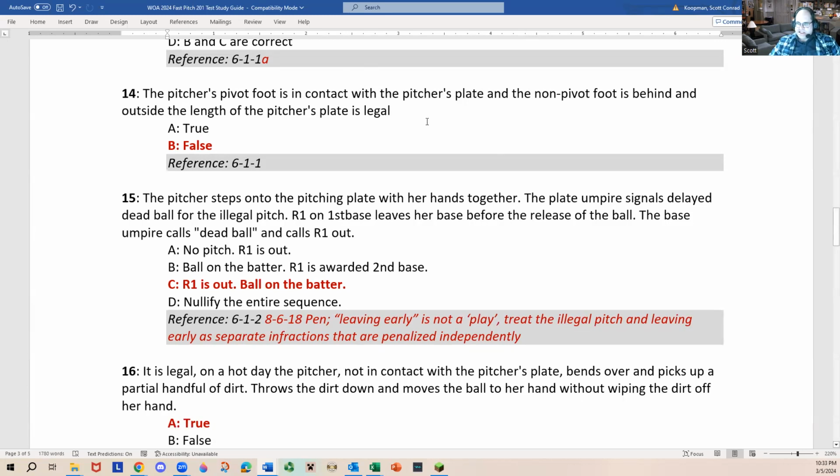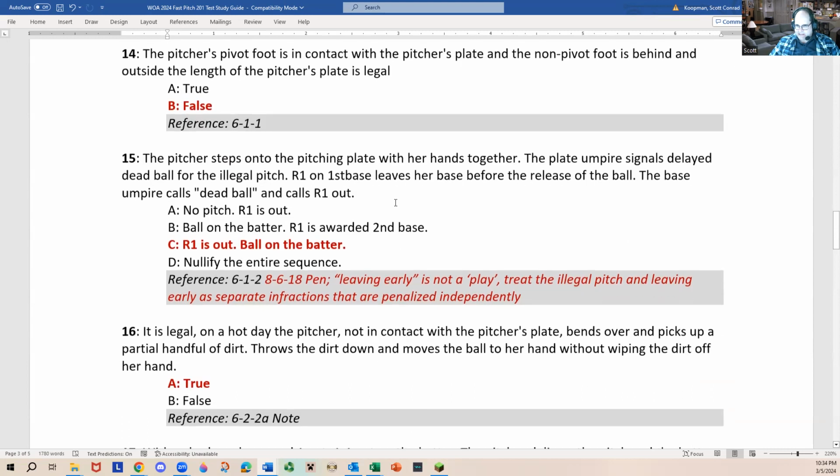So this is not legal. It is, in fact, false. It is illegal. It's outside the width of the pitching plate.